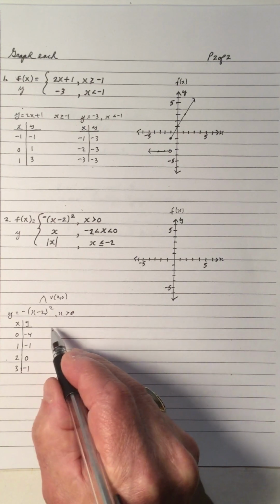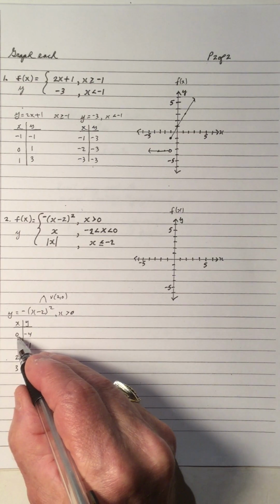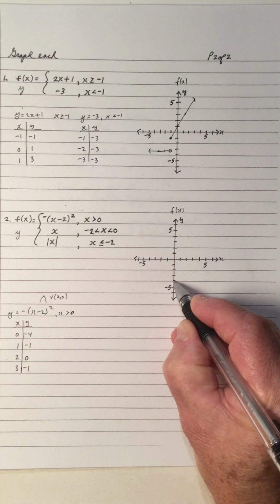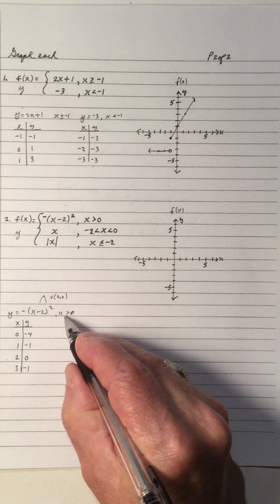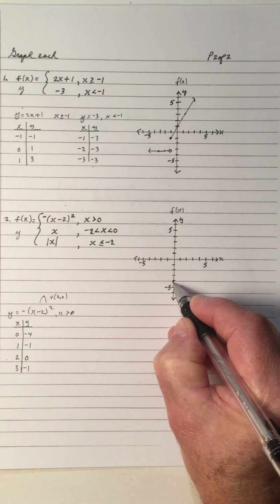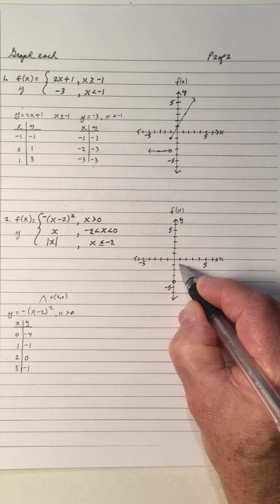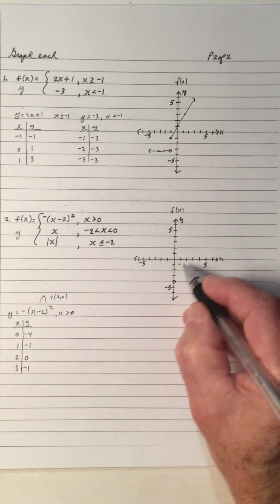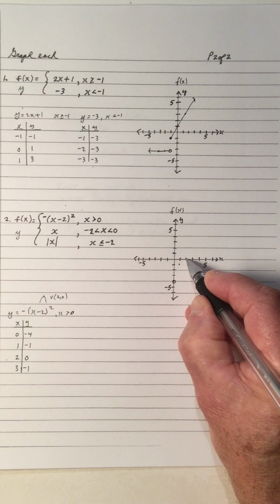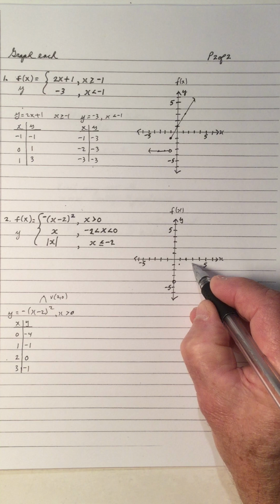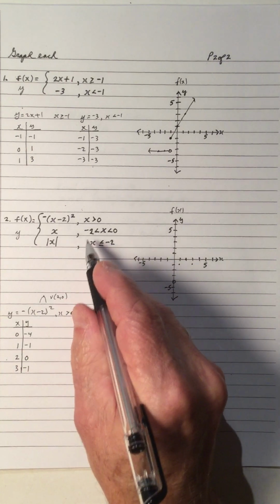So that's just to keep in mind. Because 0 gives us negative 4, that's right there. This point is not included. It's a hollow dot. We got 1 giving us a negative 1. That's okay. We got 2 giving us a 0. There it is. And we got 3 giving us a negative 1. And this goes on and on.